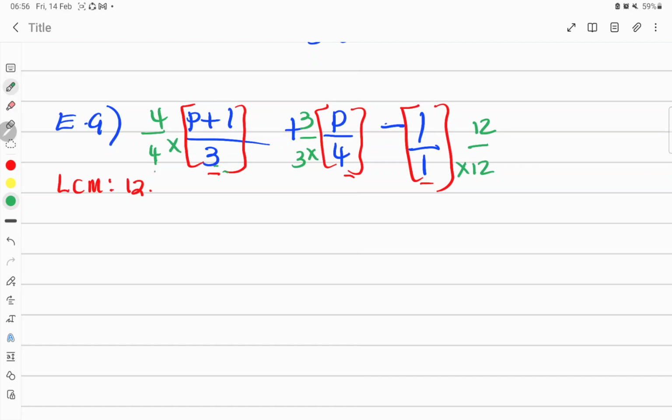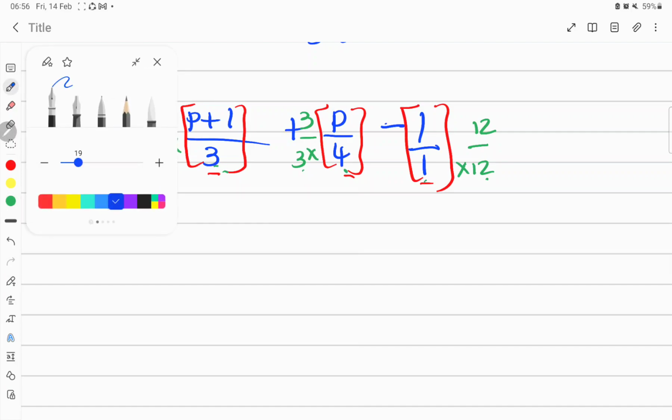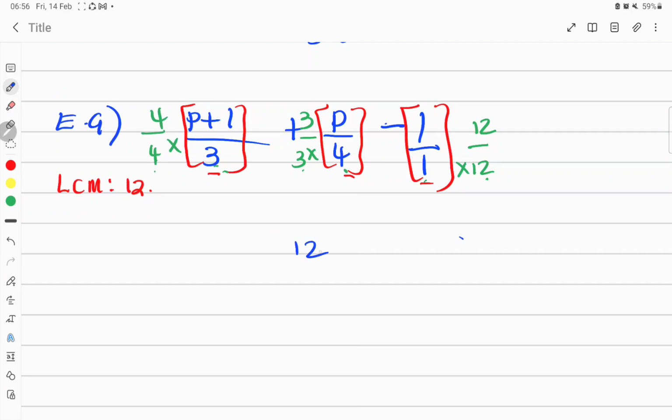Because 4 times 3 is 12, 3 times 4 is 12, 1 times 12 is 12. Then you put one denominator down there, 12. Then you multiply. You can simply do it like that, Clark. You don't have to stress yourself.